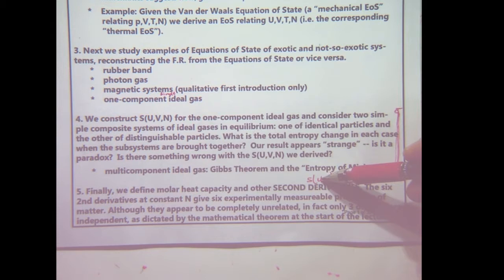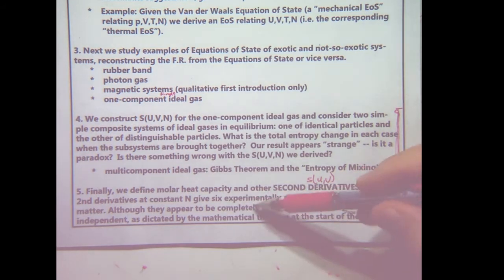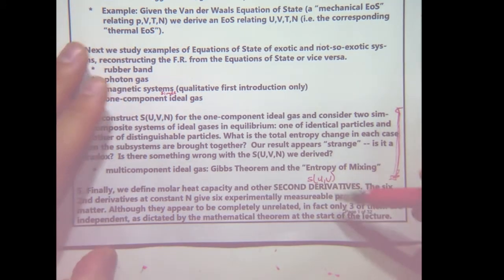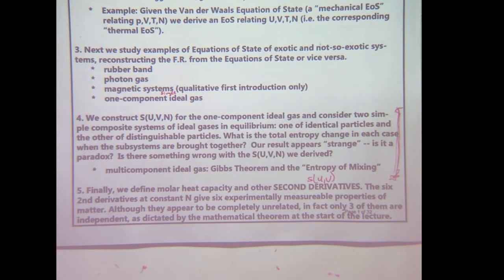Well, there's d2u, d2s by du squared, d2s by du dv, d2s by dv squared. There are only three, and they're three different properties of matter. In fact, for some reason, there are six. I said there are six. I need to try to remember why I thought there were six, but that'll come up when I get to it. Anyway, each second derivative corresponds to a property of matter.